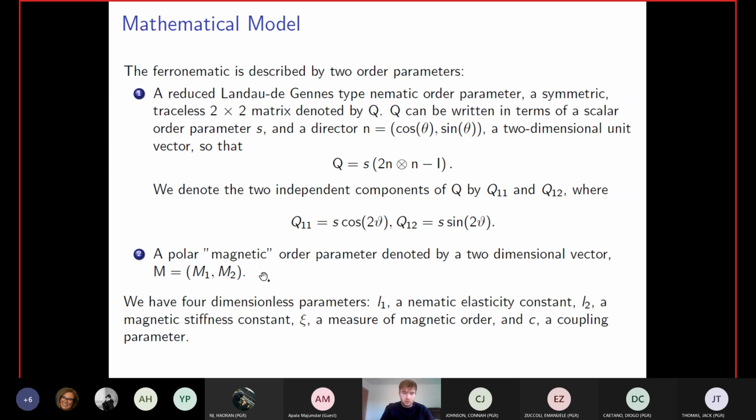Whilst for the magnetic part, we need a polar or magnetic order parameter, which is just a 2D vector M. There are four key dimensionless parameters in this problem that we need to worry about. There's L1, a nematic elasticity constant, L2, a magnetic stiffness constant, and psi, which is a measure of magnetic order. In particular, large values of psi will coerce the system to minimize the magnetization energy, which you'll see on the next slide. And then finally, there's C, a coupling parameter, which represents the nemato-magnetic coupling. All of these parameters are positive.